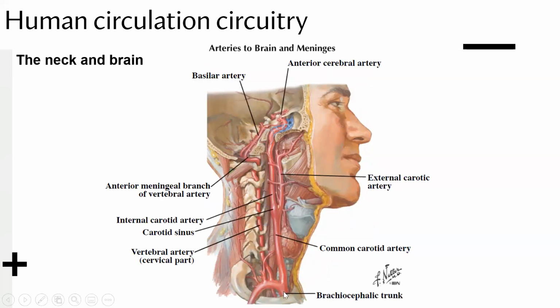So if you see again, you'll see the arch, and you'll see one branch that's just going to the carotids, which are going to feed the brain.